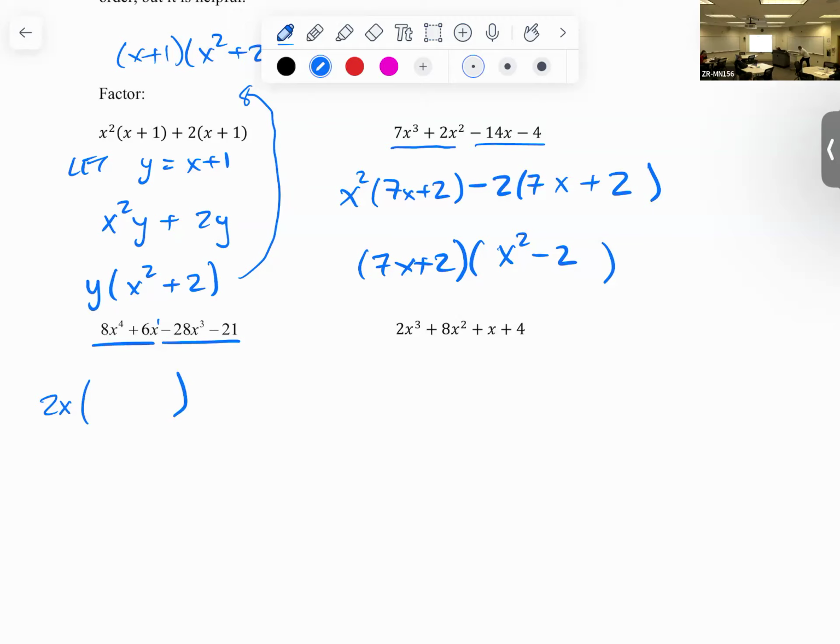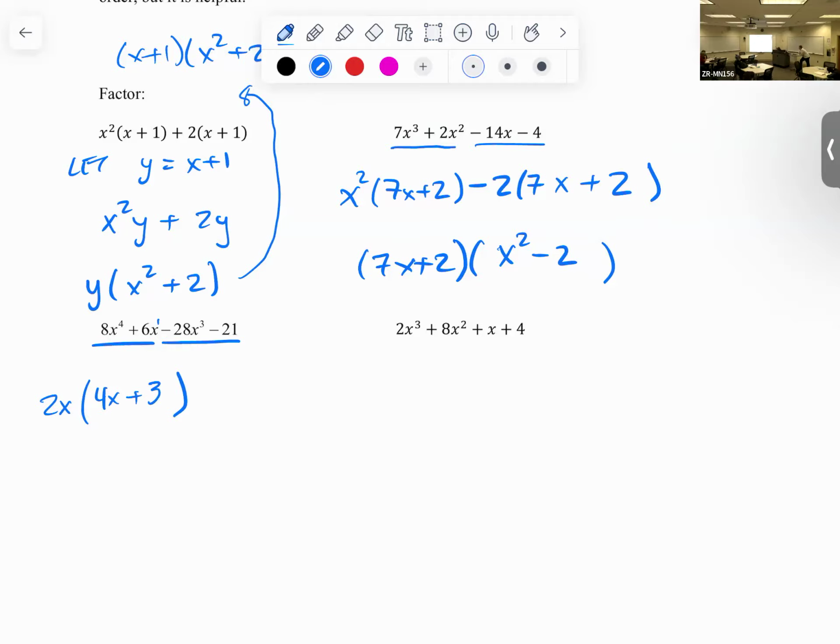All right, let's see if we can go the other way. Fill it in. All right, Brittany, you're still on deck. 2x times what makes 8x to the 4th? You have 4. 4x. Right here. And then plus 3x.